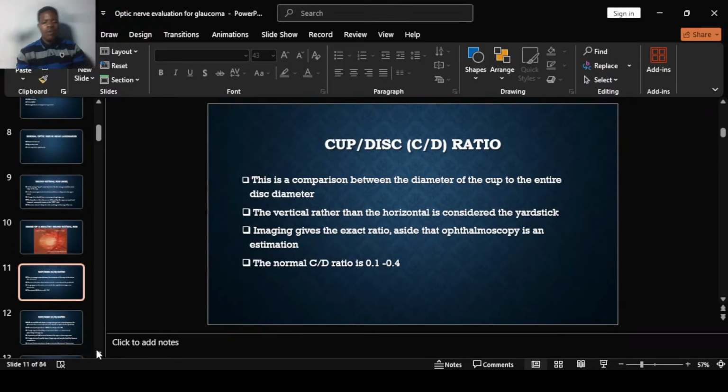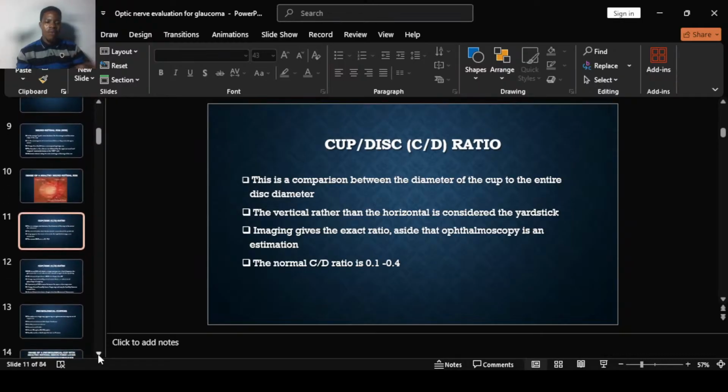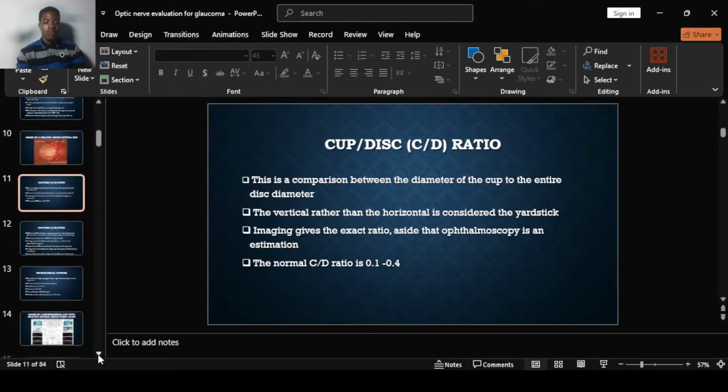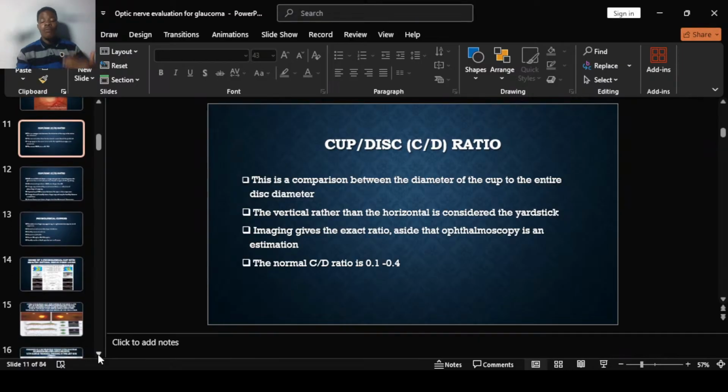But some authorities will tell you that even for blacks, 0.5 can still be normal. But I feel that anything from 0.5, we should begin to suspect. So when we see a cupping of 0.5, 0.6, 0.7, we do not just say it is glaucoma. We say it is a suspect, because in the course of this slide, we'll find out that there's a phenomenon called physiological cupping, where a cup can be large and yet it is not glaucoma.